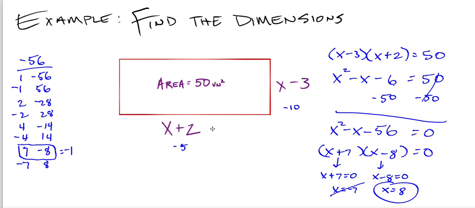But this one does say find the dimensions rather than just find x. So our dimensions would be 8 plus 2 and 8 minus 3. It'd be 10 by 5. So sometimes it depends on how you answer it.